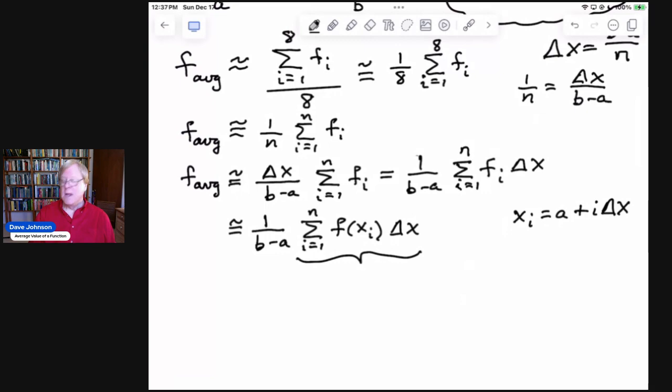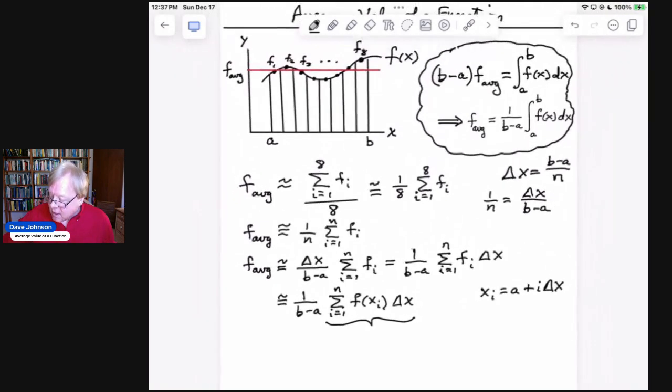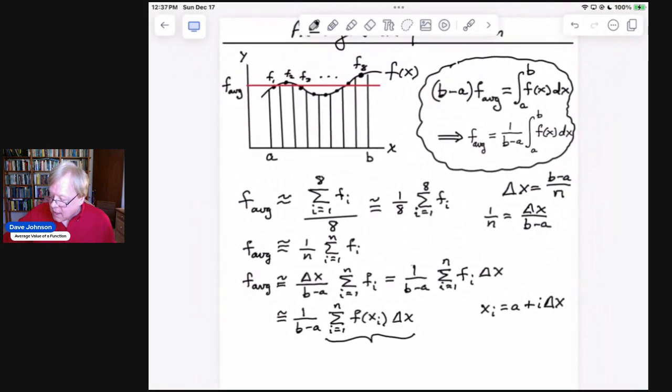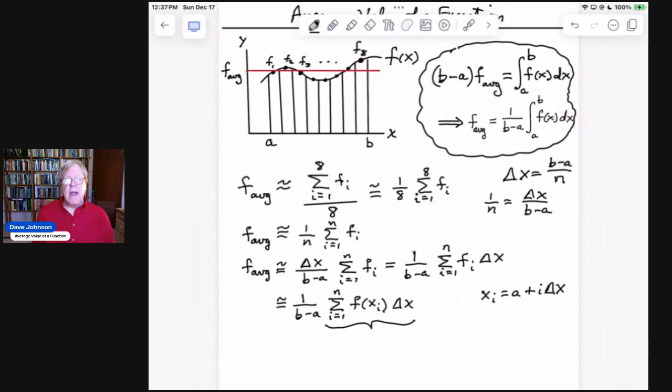What are we missing here? What little fact are we kind of omitting? Well, we only counted up to n. We started with 8, but we generalized that to n values of f. But in order to get an accurate measure of the average value of the function, we don't want a finite n. What do we want to do? This is calculus. What do you do? You take the limit as n goes to infinity.